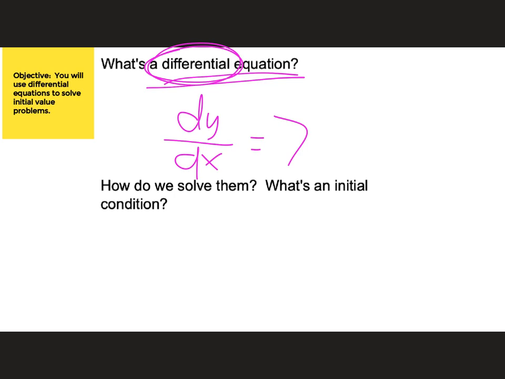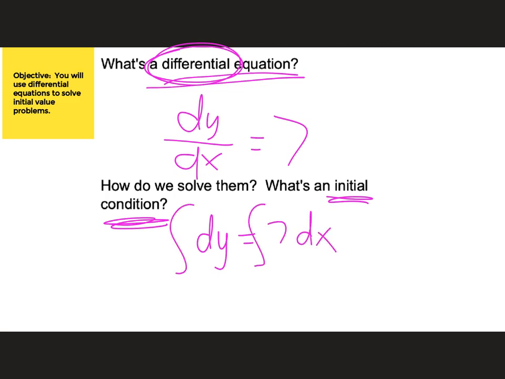What's an initial condition? This is going to be very similar to what we've done before. We're going to do something that we'll call separation of variables often, and then we'll integrate and find the antiderivative, and then the initial condition is like where it starts. So for example, if I have dy equals 7 dx, let's integrate both sides. Well, that's like 1 dy, so that will turn into y. And then 7 dx is 7x plus some sort of constant.